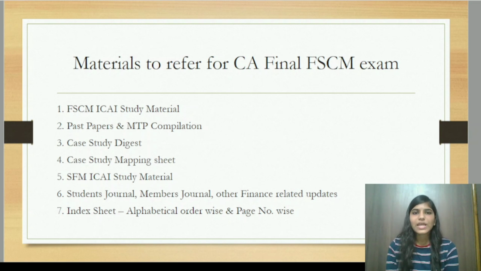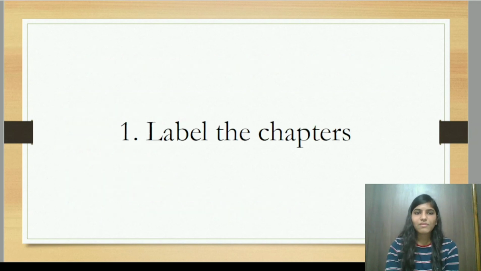The first and the most important material being the FSCM ICAI study material. Now, since this is the most important material, it becomes very essential for us to use it in the best way so that we can take the maximum output out of it, for which I have listed down 5 strategies which I found useful and I hope you do too. First one being labeling the chapters.